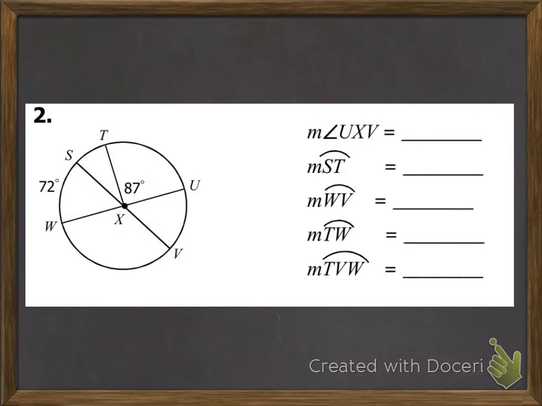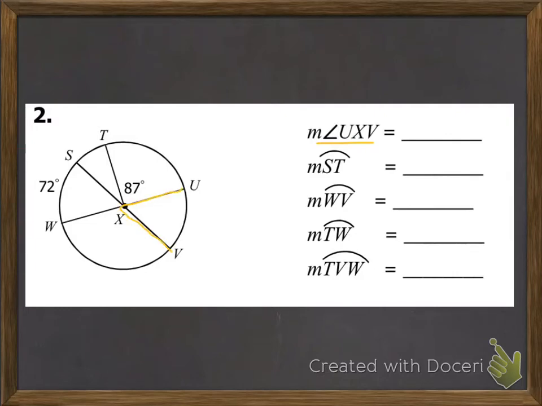Moving on to our first example here. We're going to find all of these missing measures, knowing what we know about central angles and arc measures. So first they want us to find angle UXV. So that would be right here, UXV.